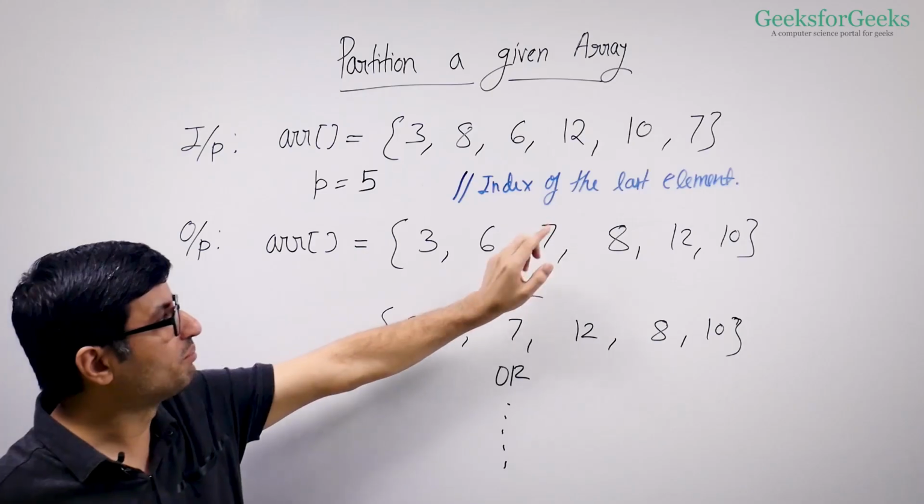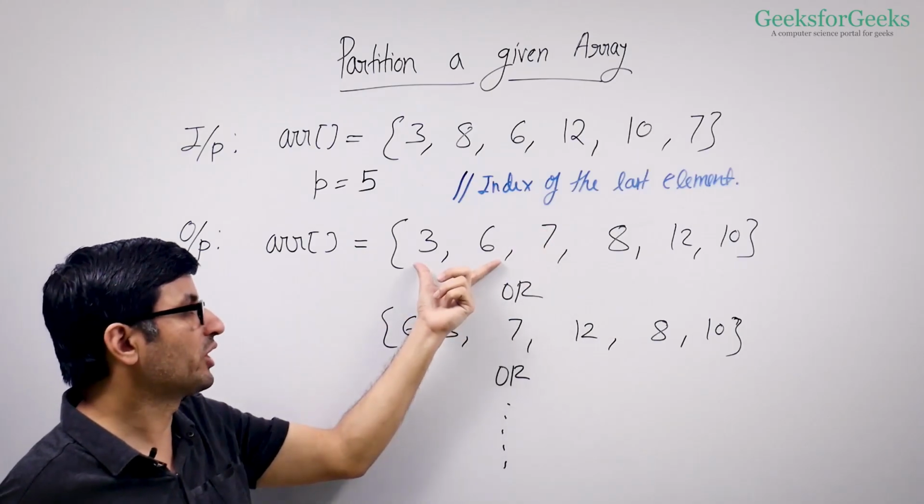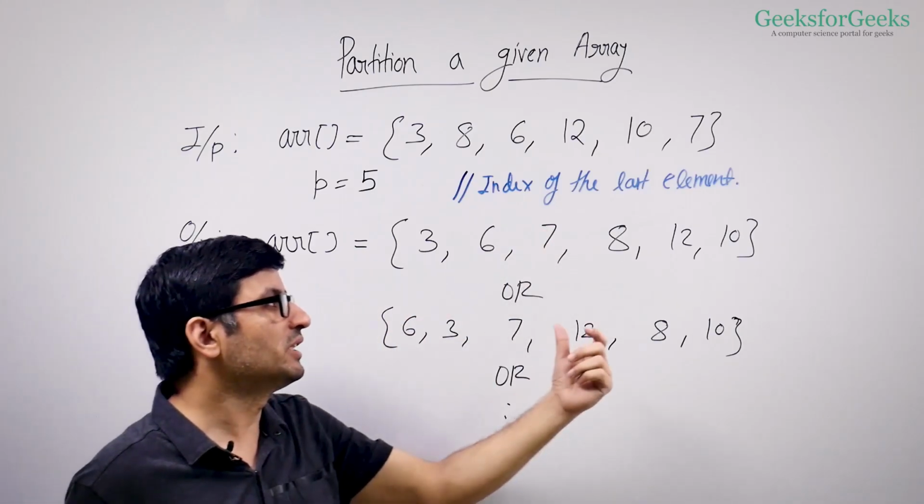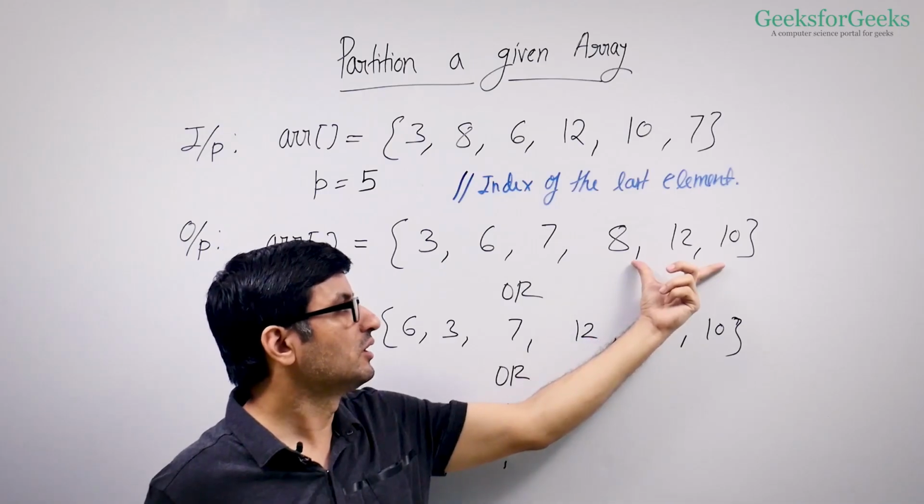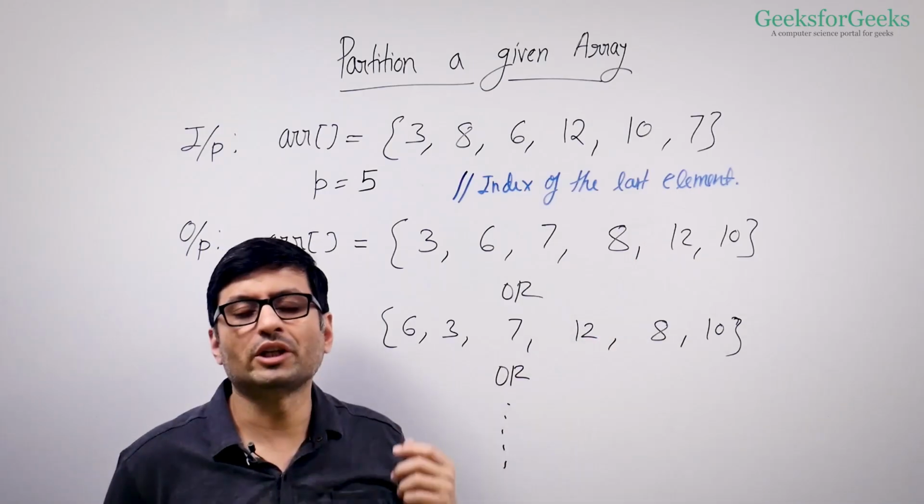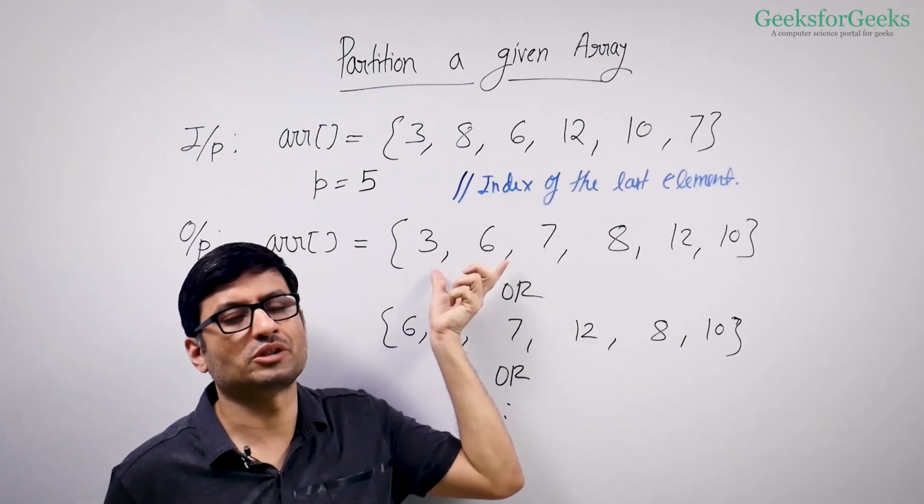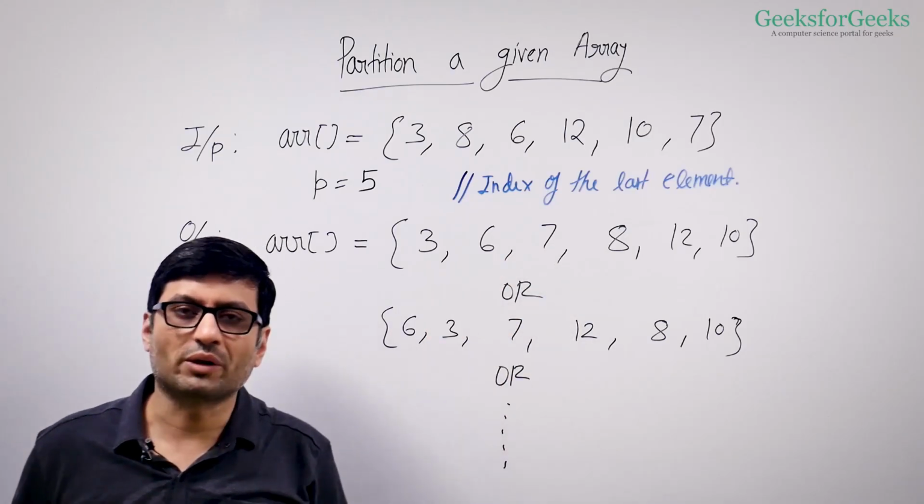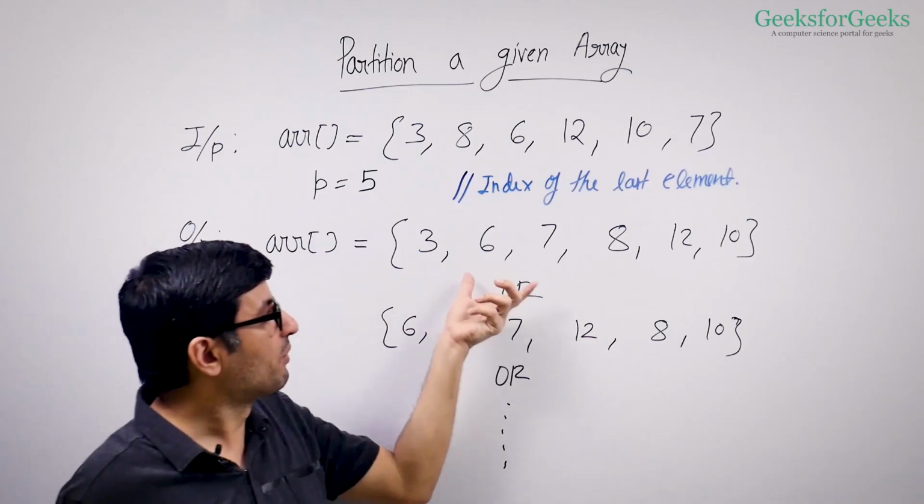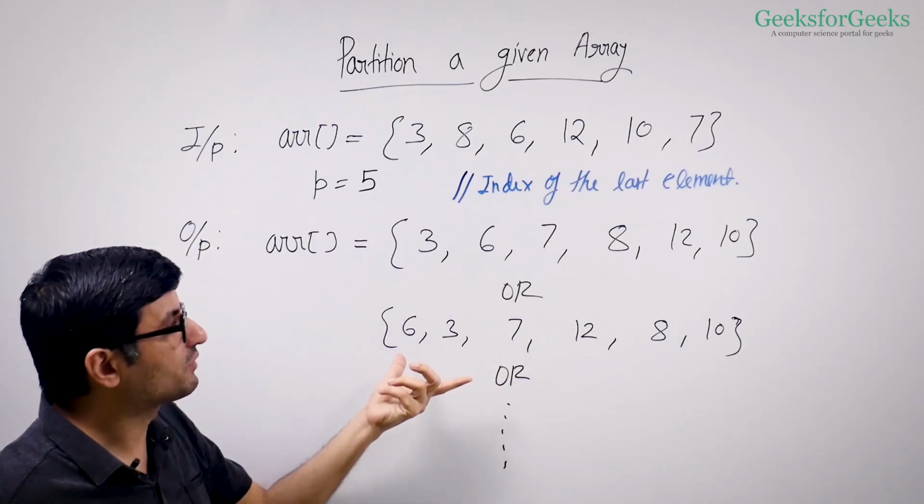All the elements smaller than 7 should come before it. All the elements greater than 7 should come after 7. If there are elements which are equal to 7, they should also come before 7. That's the requirement. There can be multiple possible outputs of the partition function.